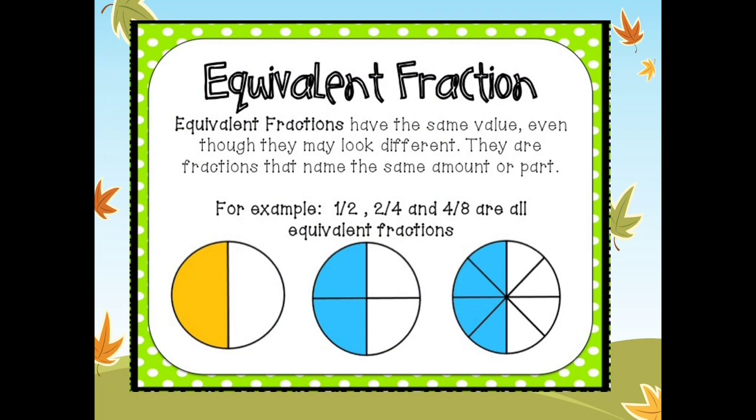1 by 2 is already in the simplest form. 2 by 4 is not in the simplest form, so we will convert it into the simplest form, and the simplest form will be 1 by 2. And for 4 by 8, the simplest form will be 1 by 2. So here 1 by 2, 1 by 2 and 1 by 2 are all the equivalent fractions.